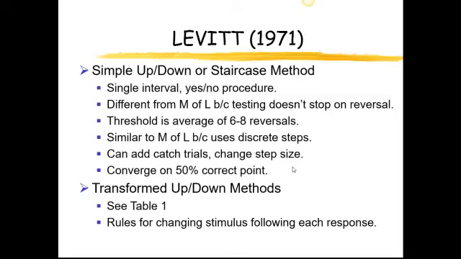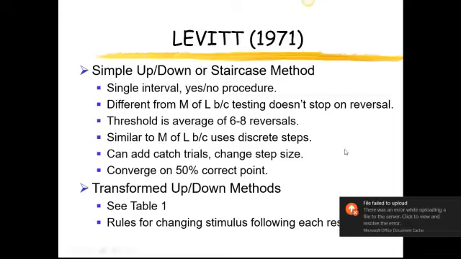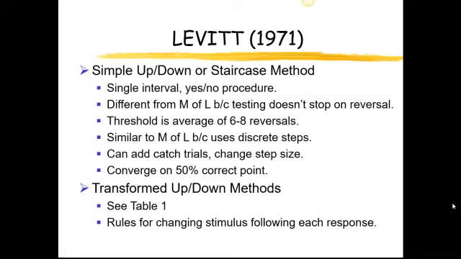And threshold was the average of 6 to 8 reversals. It was similar to the method of limits because there were discrete steps that were used. And with this type of threshold estimation, you can add catch trials and you can change the step sizes if you want. And with this method, you can converge on the 50% correct point.